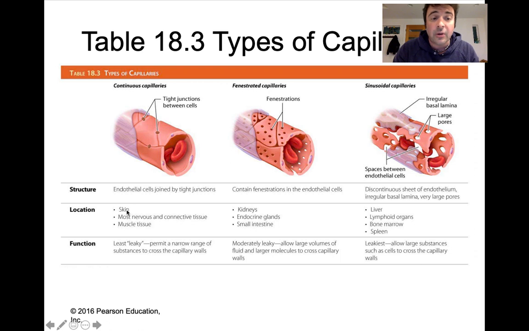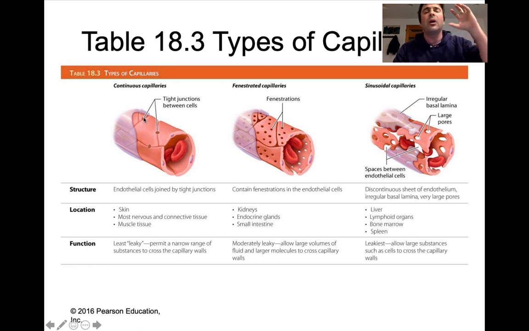So we have continuous capillaries in the skin in order to avoid things like water loss and the buildup of fluid. We have continuous capillaries in nervous and connective tissue. In nervous tissue, these continuous capillaries, these tight junctions, form barriers. And they form barriers all over the place. But when you hear the blood-brain barrier, you're not talking about one, like a layer of fat that forms a wall between the rest of your body and your brain.